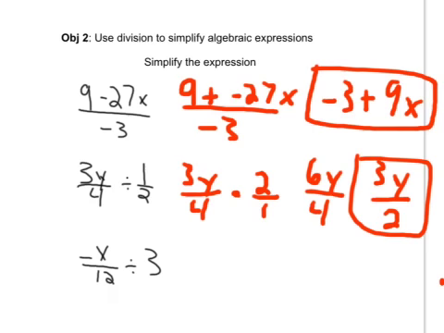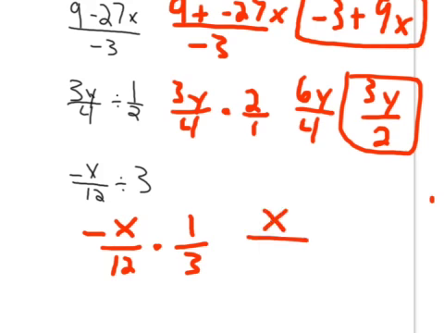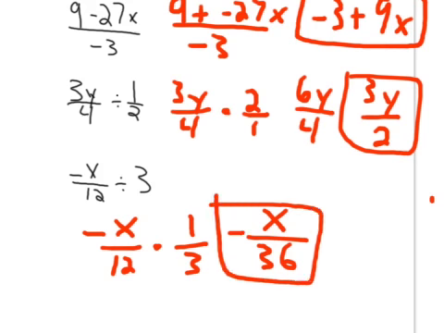And the last example of this type on this page, negative x over 12 divided by 3, again, change it to flippin' fun. The first one is already a fraction. Change it to multiply. The reciprocal of 3 is 1/3. Well, x times 1, that's just x on top. 12 times 3 is 36, and a negative times a positive is a negative. And that's already simplified. Alright, let's go on to our last example.